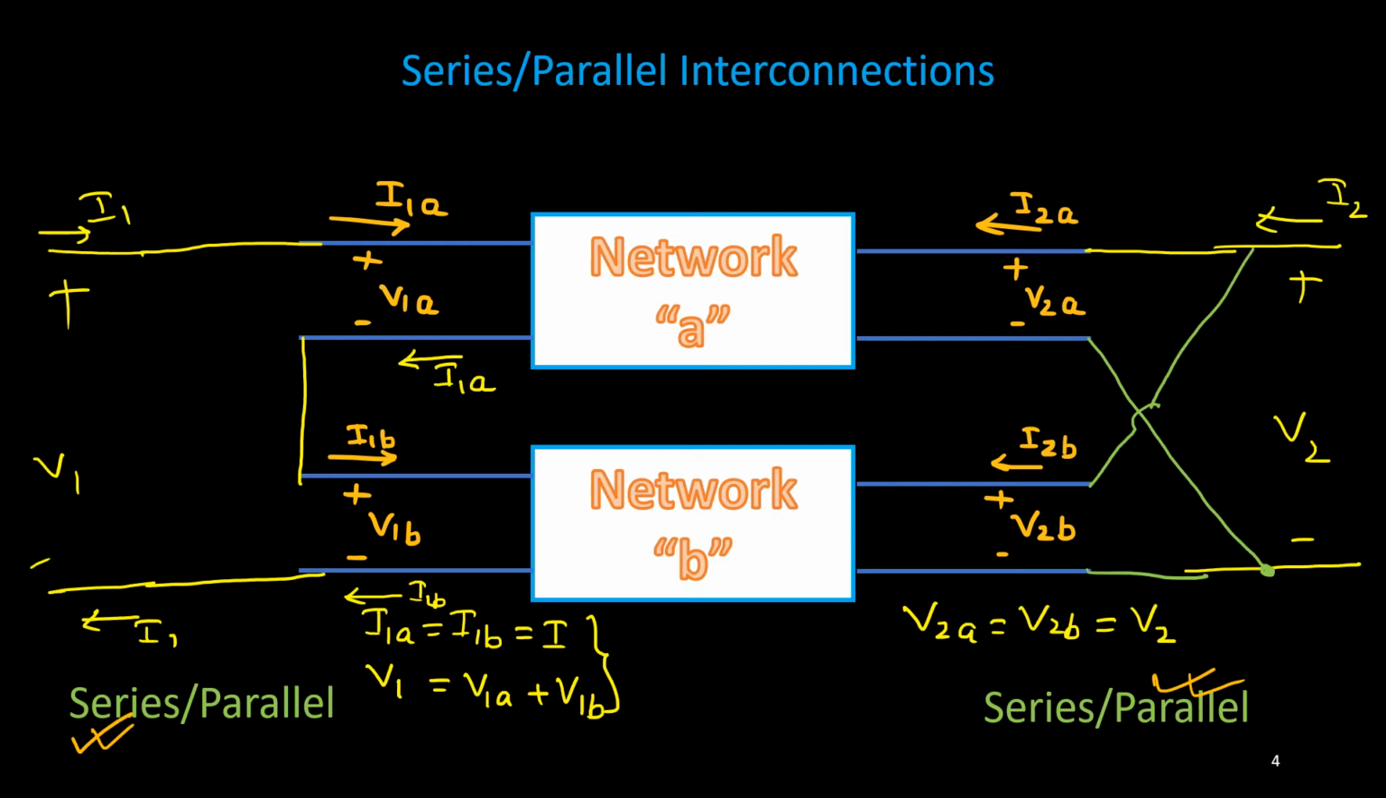However, this current I2A is the leaving current and this is I2B, so this is the total I2. So obviously you will get I2 equals I2A plus I2B.